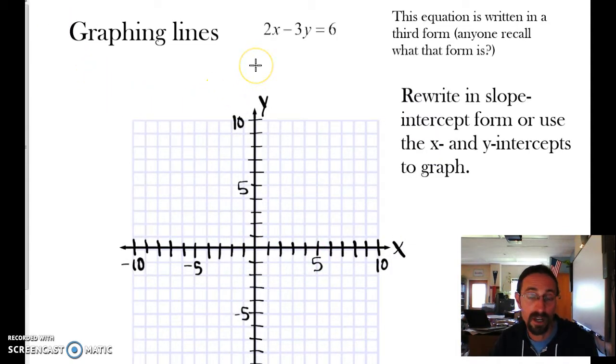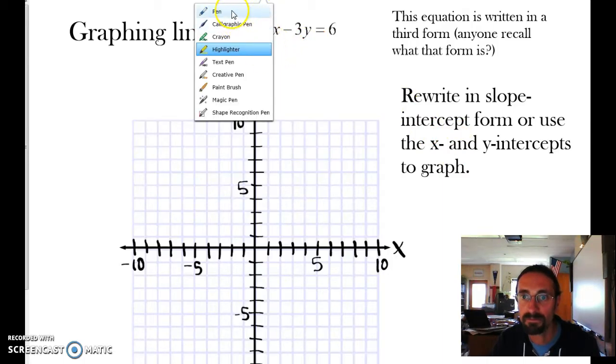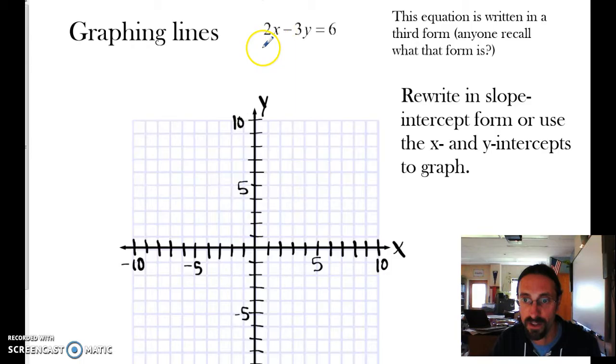Now, sometimes you'll get equations in different forms. Ms. Cronin put this one together. Anyone recall what form this is when you have an x and y on the same side? Well, in either case, you can either rewrite this equation in slope-intercept form or find 2 points, right? If you find 2 points, those points should be the x-intercept and the y-intercept. So what we do when we want to find the intercept is just simply plug in a 0 for one of these and solve for the other.